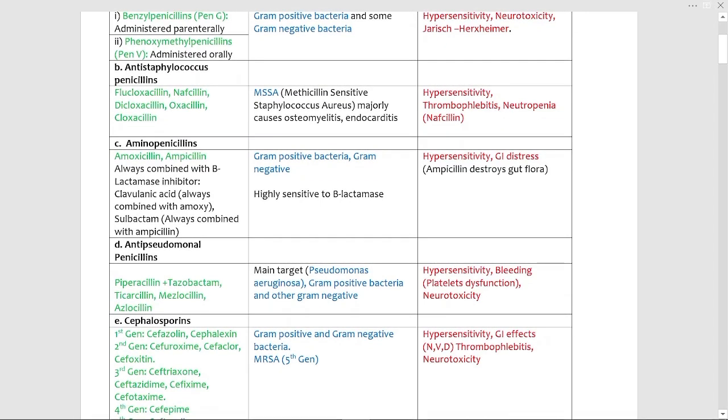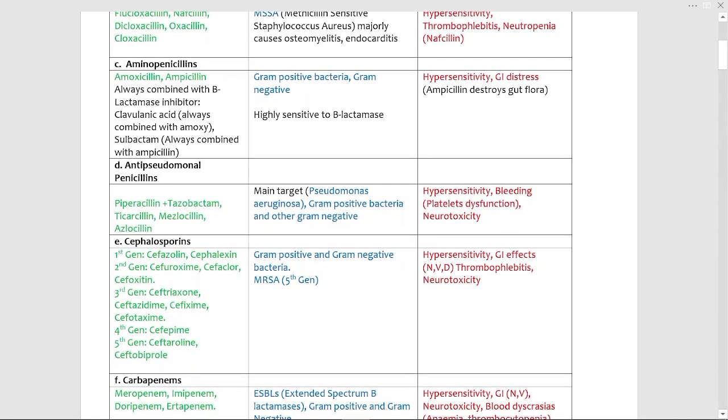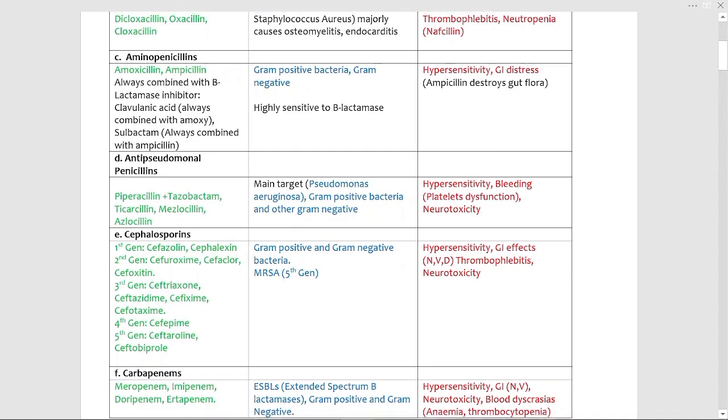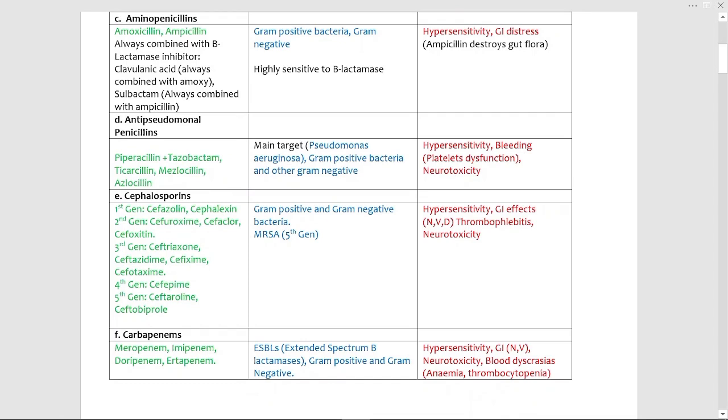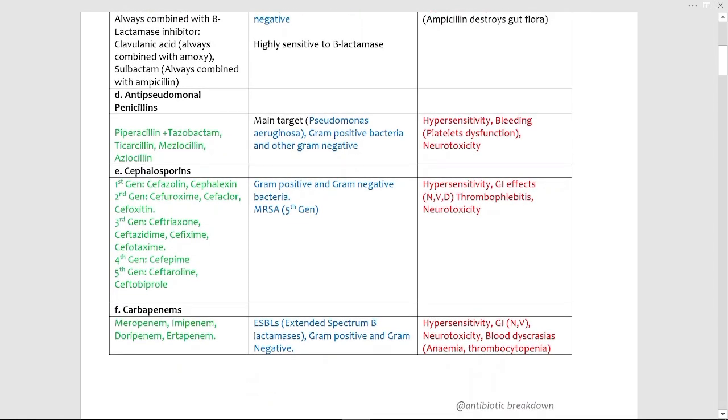But here we said that this category tends to be more susceptible to beta-lactamase. So here we tend to combine these two drugs with beta-lactamase inhibitors, the likes of clavulanic acid and the sulbactams. We also looked at anti-pseudomonal penicillins, the likes of piperacillin-tazobactam, ticarcillin, mezlocillin, and azlocillin. We looked also at the cephalosporins, the five generations: the first gen, the second gen, the third gen, the fourth gen, and the fifth gen.